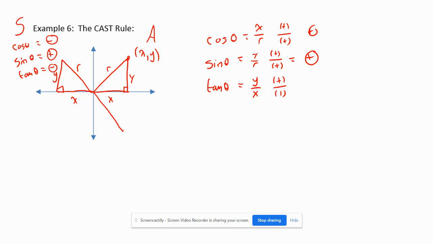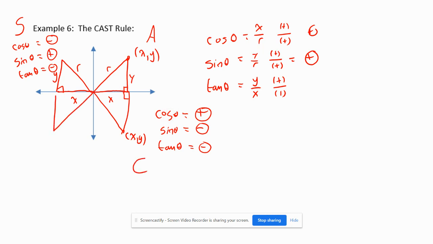In quadrant 4, this y is going to be negative, x is going to be positive. So we have cosine theta, sine theta, tan theta. Cosine is going to be a positive x divided by a positive r, which is positive. Sine is going to be a negative y divided by a positive r, which is negative. Tan is going to be negative y over positive x, which is negative. So in quadrant 4, cosine is the only positive ratio.